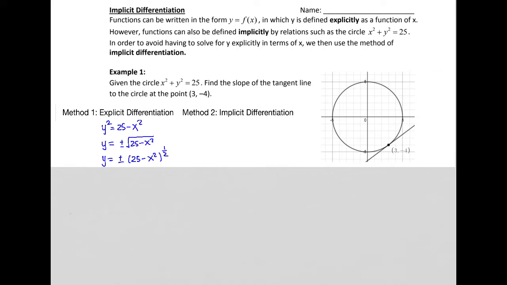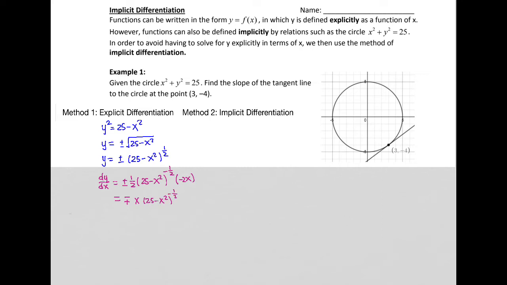Next, we are ready to differentiate. So we say dy over dx, which is y prime, is going to be plus or minus the exponent brought down, which is a half, and the exponent take away 1, which is negative a half, times the differentiation of the base, which is negative 2x. That simplifies to negative or positive x times (25 minus x squared) to the power negative a half.